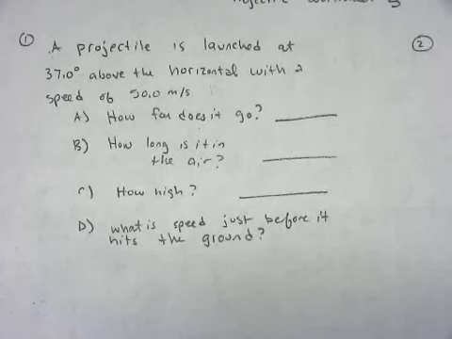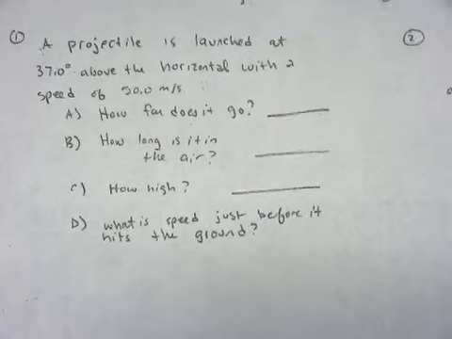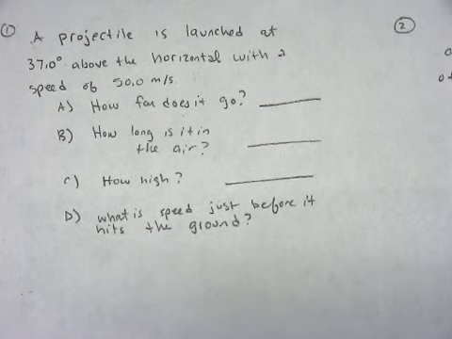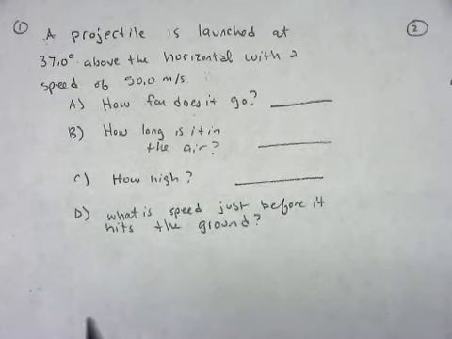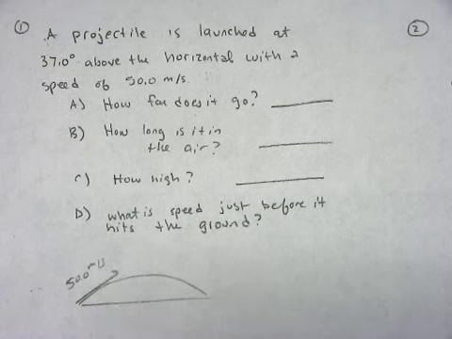All right, number 1 says a projectile is launched at 37 degrees above the horizontal at the speed of 50 meters per second. How far? How long? How high? What's the speed just before it hits the ground? So we'll make a little picture. It's being launched at 50 meters per second at an angle of 37 degrees.